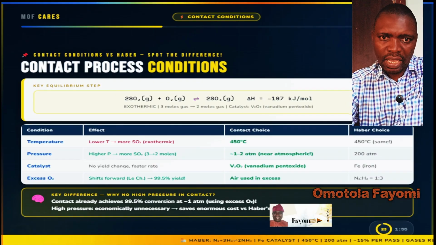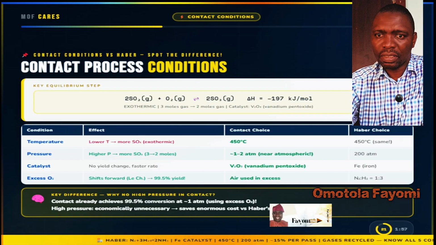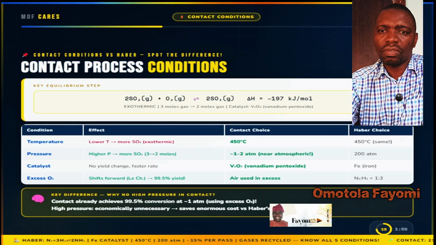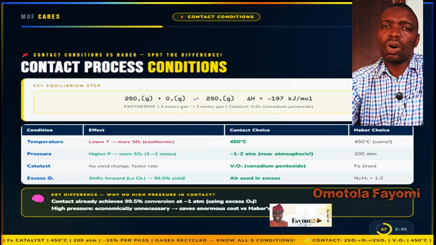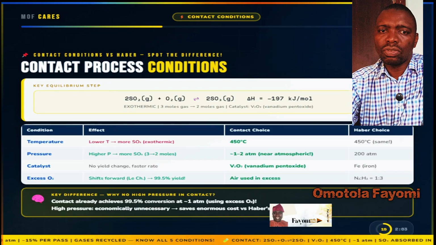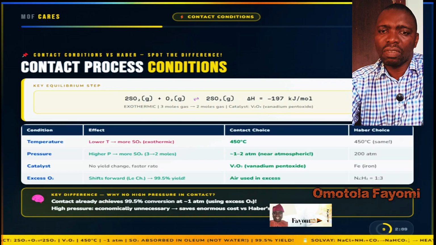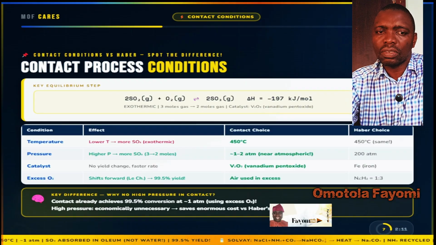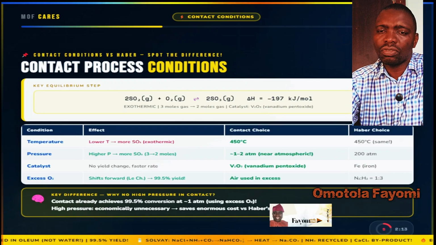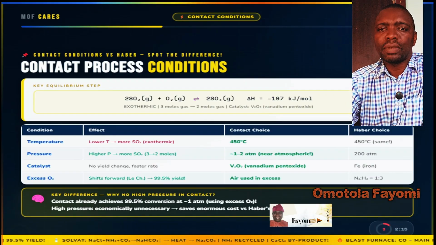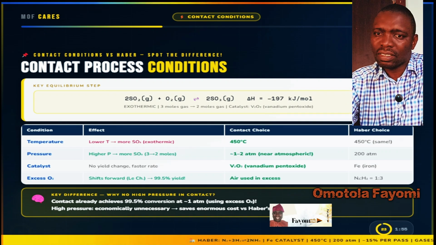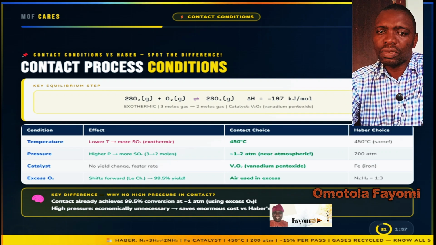What about pressure? Here is where contact and Haber differ dramatically. For contact, there are 3 moles of gas on the left and 2 on the right. Higher pressure should give more SO3 by Le Chatelier, but the contact process achieves 99.5% conversion at near atmospheric pressure, where excess oxygen is used. So high pressure is economically unnecessary, unlike the Haber process.